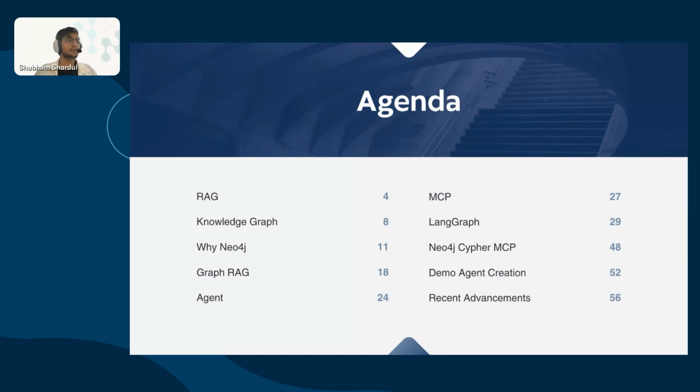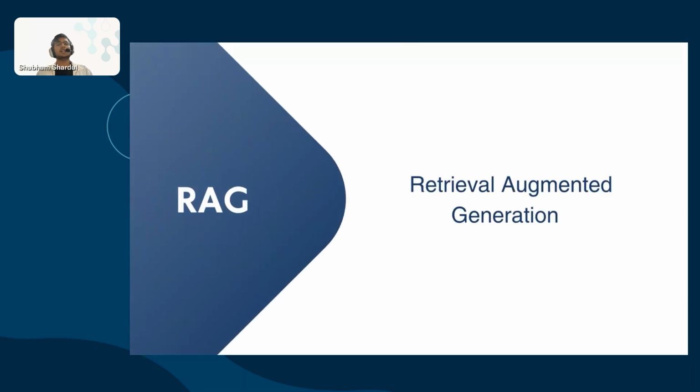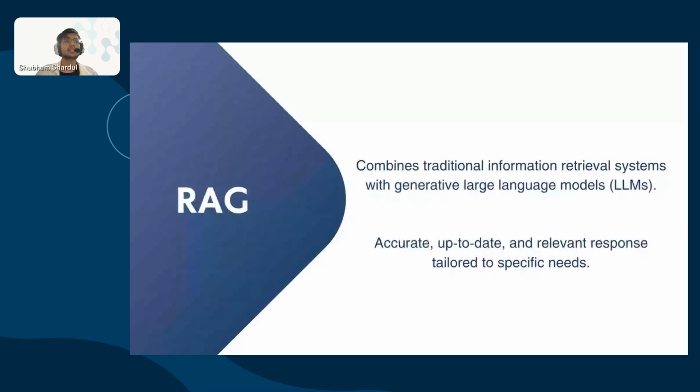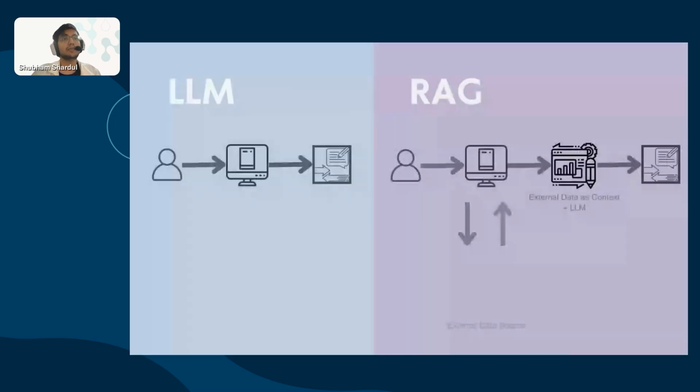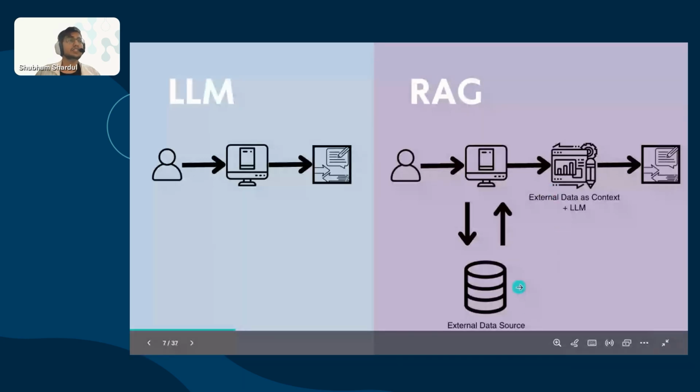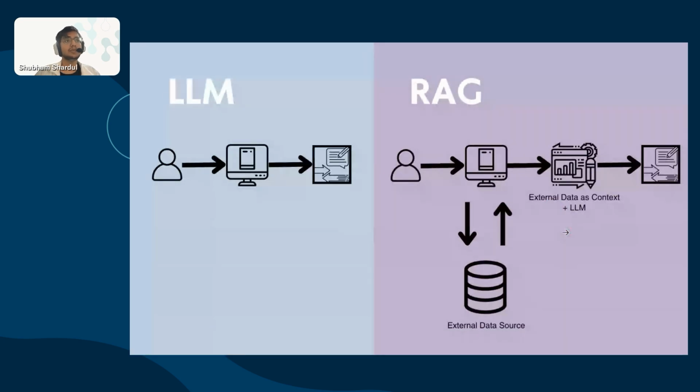So let's get started. I first want to know how many of you have heard of RAG. I think everyone has heard of RAG and everyone has been using RAG for a while now. So let's just go to the basics. What is RAG and how is it different from an LLM? What a RAG does is it just adds an external data source which acts as a context for the LLM and provides the LLM a certain point to provide some relevant output.